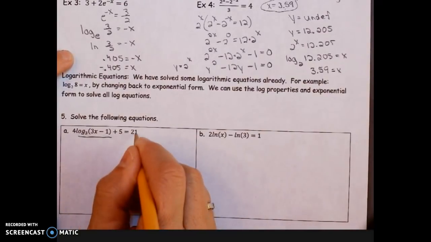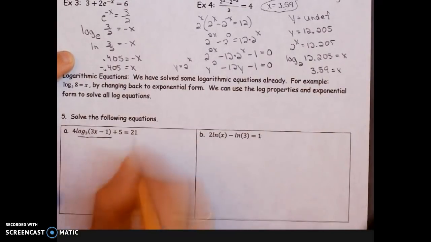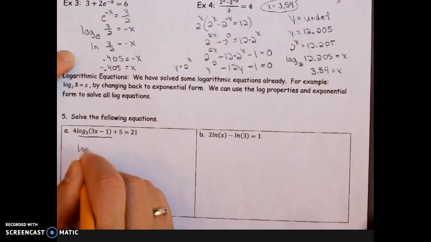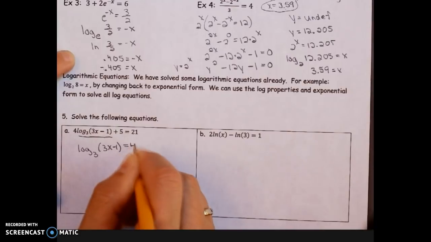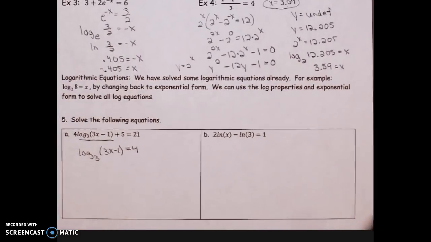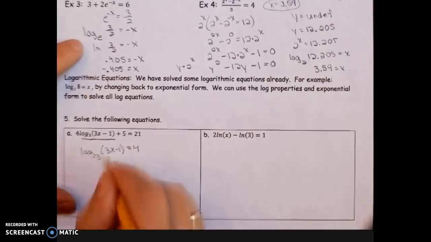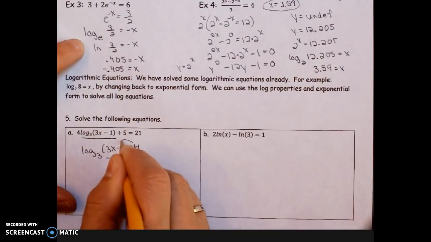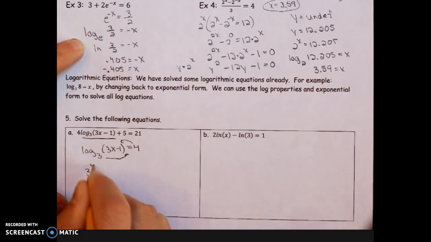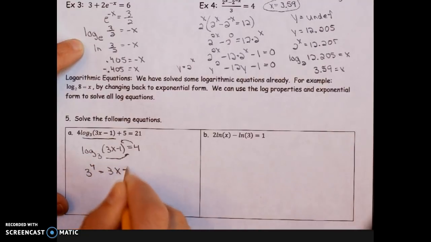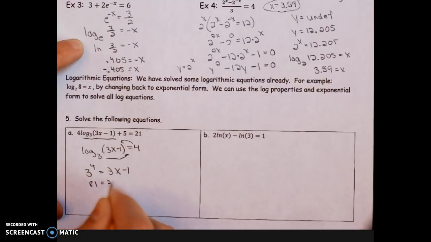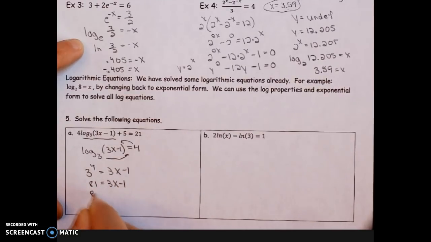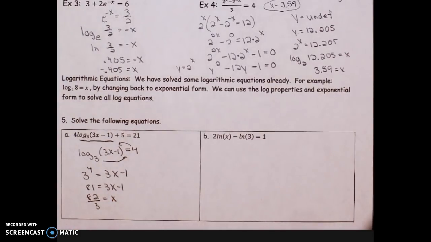I'm going to subtract the 5, which would be 16, and divide by that 4, and can't solve this in the form that it is, so I'm going to flip it to exponential form. We've got 3 to the 4th equals 3x minus 1. Now I can solve this. 3 to the 4th is 81. I'm going to add that 1 and divide by 3, and that's as far as I can go.